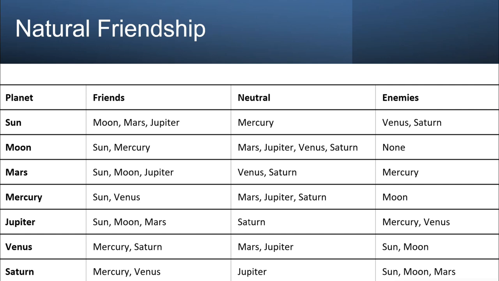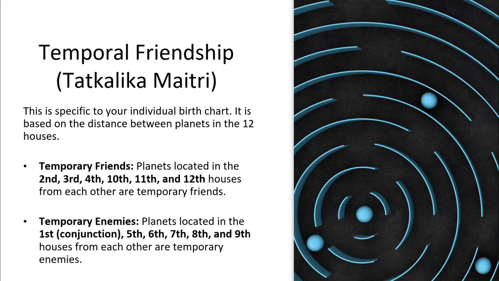But you might have a different ascendant and I might have a different ascendant. Depending on the location of the planets in your chart and depending on the location of planets in my chart, temporal friendship will change. Natural friendship will remain the same. Natural friendship I have already taught. Let us go to temporal friendship, which is known as Tatkalik Mitrata, Tatkalik Maitri.